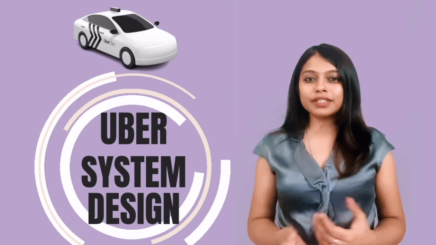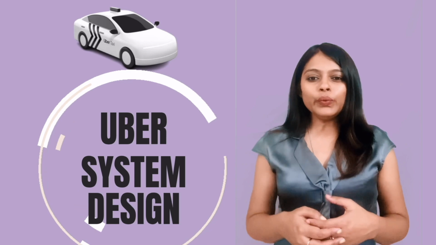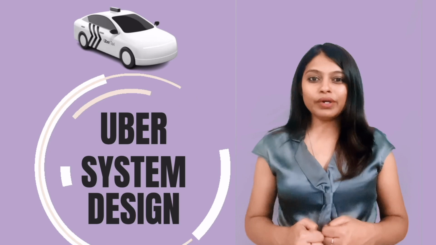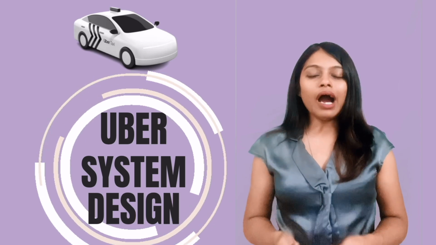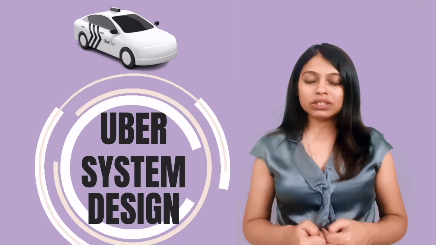Let's discuss the system design of Uber or any other cab booking system. We'll see a few major parts of the system, like how the user searches for a cab and gets the fare estimate or ETA. Then how, after placing the ride request, drivers are matched.